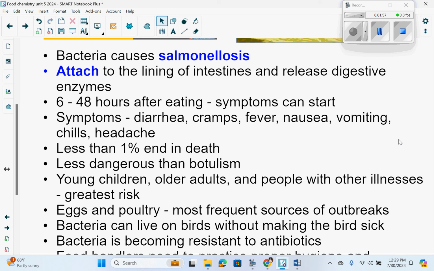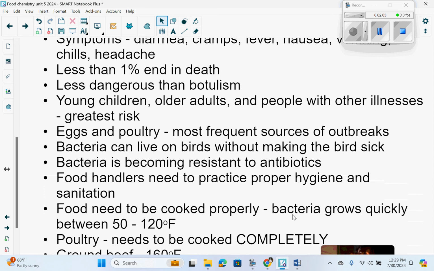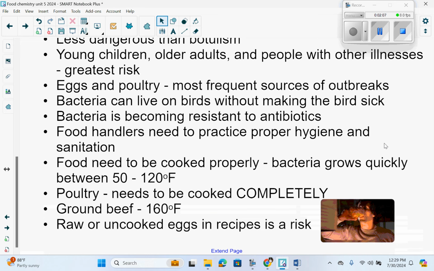It's less dangerous than botulism. Young children, older adults, and people with other illnesses are at the greatest risk. Eggs and poultry are the most frequent sources of outbreaks. Bacteria can live on birds without making the birds sick. The bacteria is becoming resistant to antibiotics.